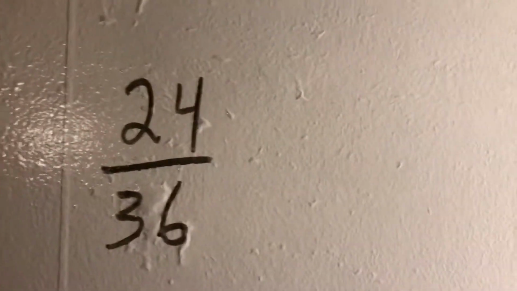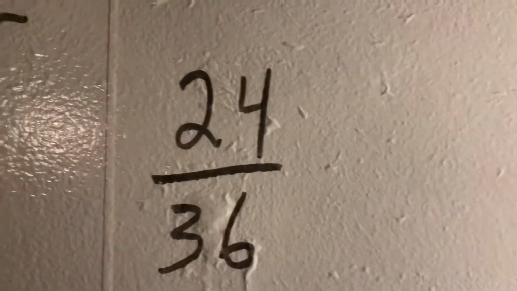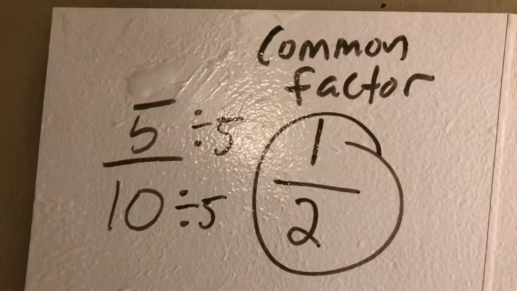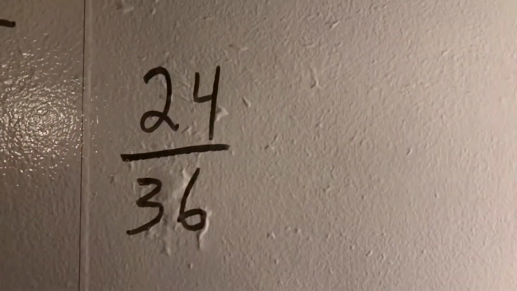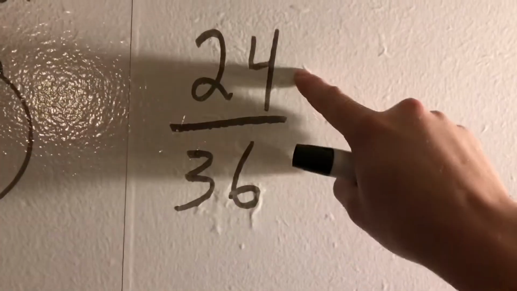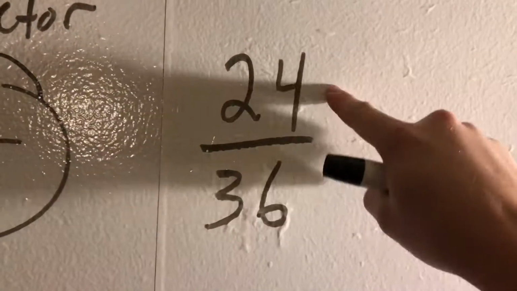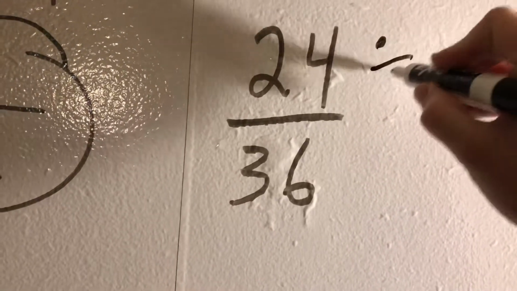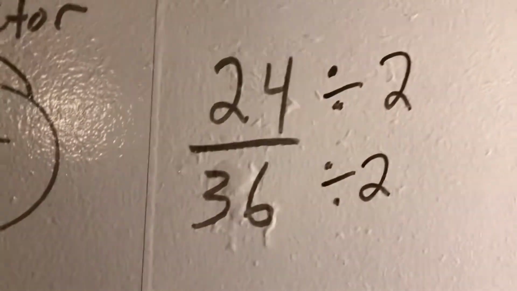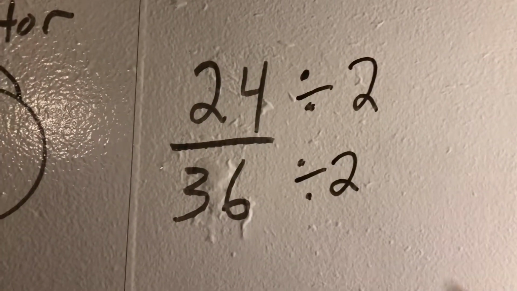Now let's make these numbers a little bit bigger. And sometimes the tough part about this type of problem is what is the common factor? And what's the biggest common factor? So sometimes you're gonna have to do this a couple times. So I noticed that these are both even numbers since they end in 4 and 6, and all even numbers are divisible by 2. So I'm gonna try to start by dividing both by 2.